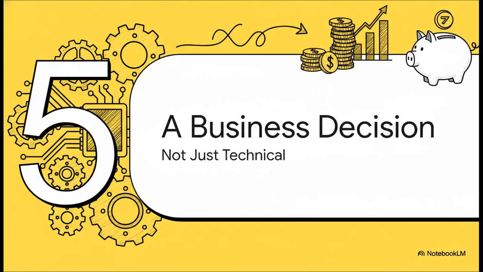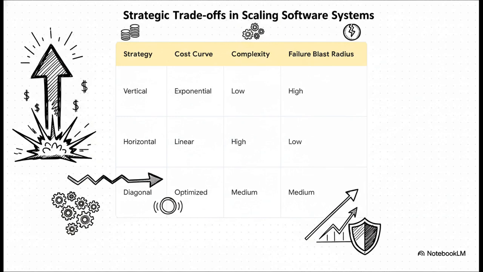Which brings us right back to our central theme, doesn't it? These steps, they aren't just technical choices. They're really economic decisions that are just disguised as technical ones. This table just summarizes the entire conflict perfectly. Vertical scaling is simple, but its cost curve is exponential, and its blast radius is huge. If it fails, everything fails. Horizontal is the total opposite. Linear cost, low blast radius, but crazy high complexity. Diagonal scaling is that pragmatic balance right in the middle, optimizing all the trade-offs across the board.